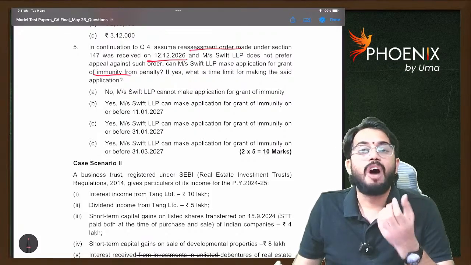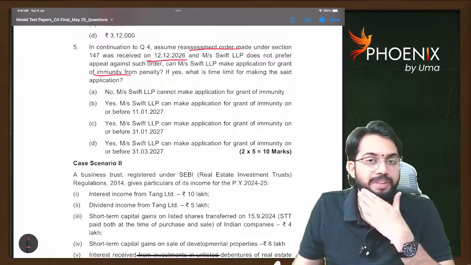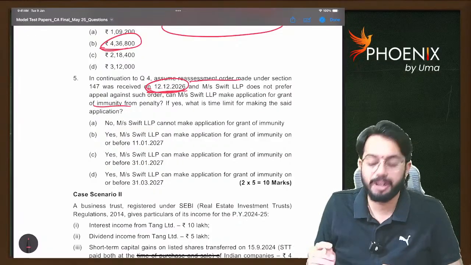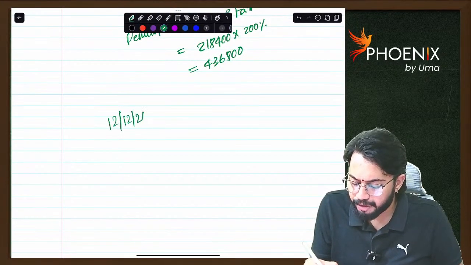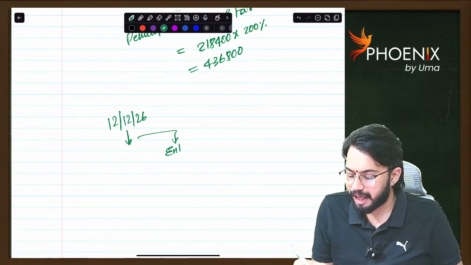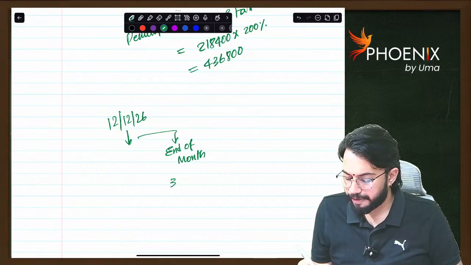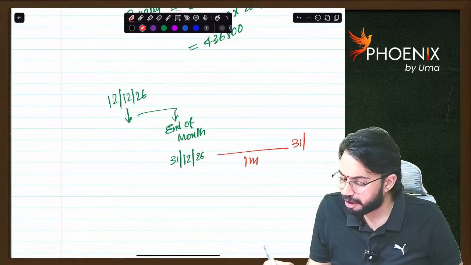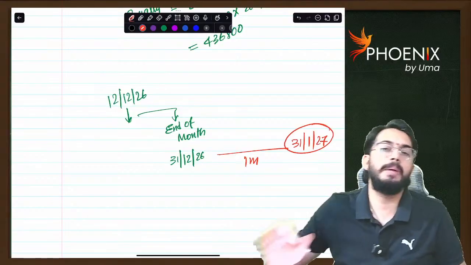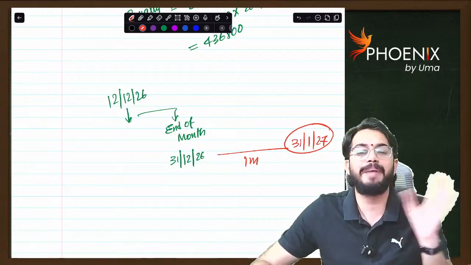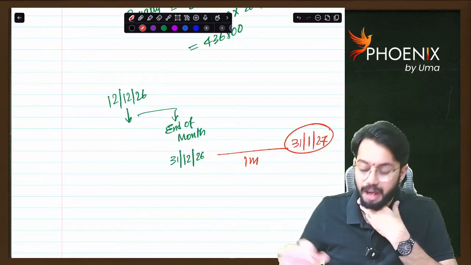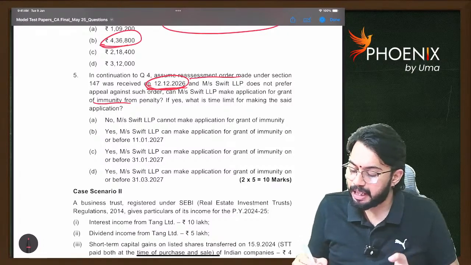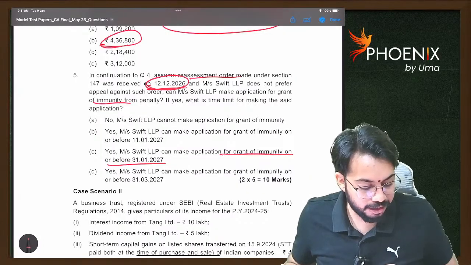Now, what is the time limit for making application for waiving of the penalty? Whatever the month in which the notice is received. Now, the reassessment order was received on 12th December 2026. We need to take the end of this month. What is the end of month? 31st December 2026. Within 1 month from end of month means on or before 31st January 2027, application should be made to the Income Tax Commissioner requesting him to waive off penalty for misreporting or underreporting of income. Are you able to understand? So, what is the time limit? Yes, Swift LLP can make application. The time limit is to make application for grant of immunity on or before 31st January 2027.